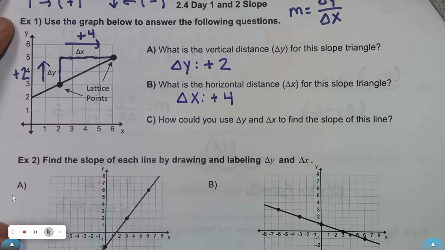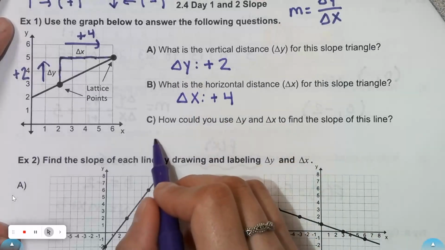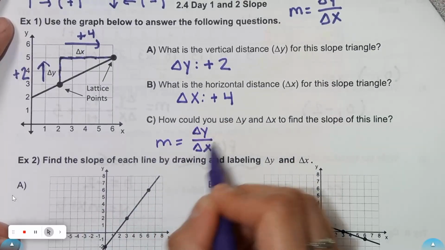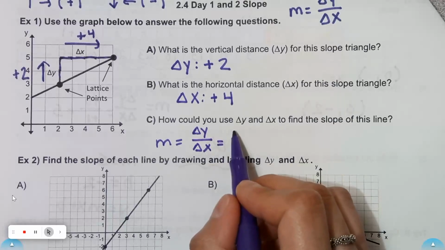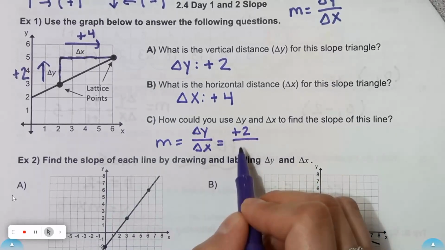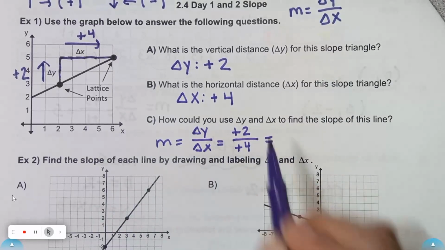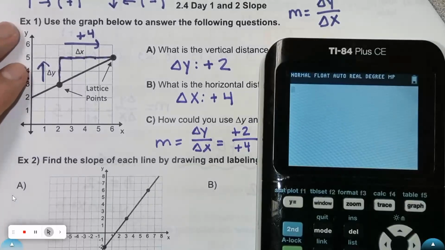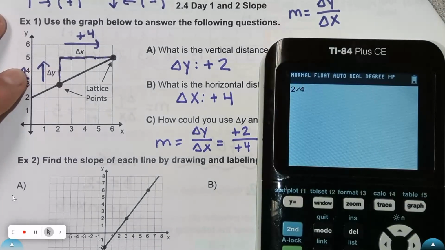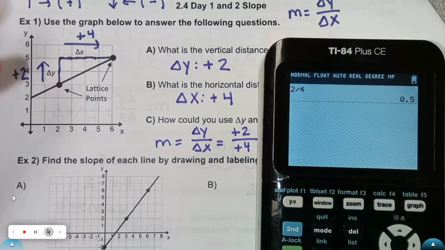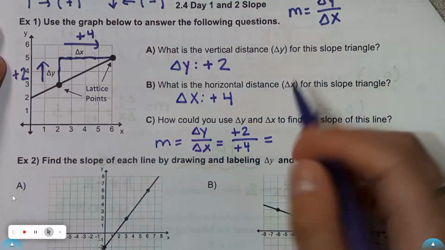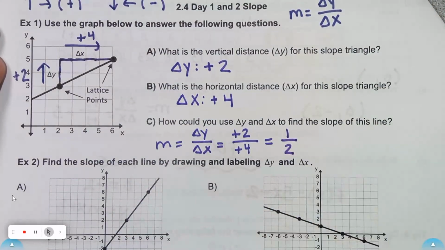Then in order to figure out what my slope is, I need both of those. So my m is my change in y over my change in x. My change in y is plus 2, and my change in x is plus 4. So on my calculator, I'm going to divide those. So 2 divided by 4. Remember, if you get a decimal, you can do math, enter, enter. You get a fraction, so I'm going to have 1/2 as my slope. So my slope here is 1/2.